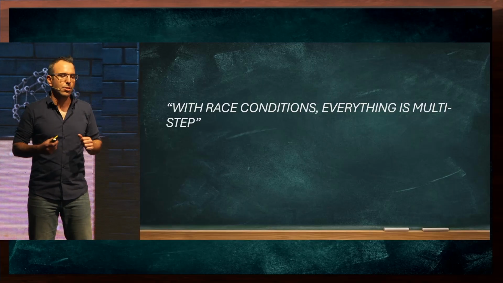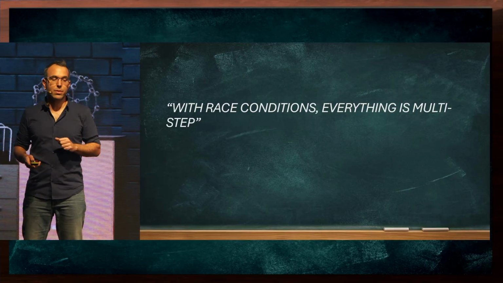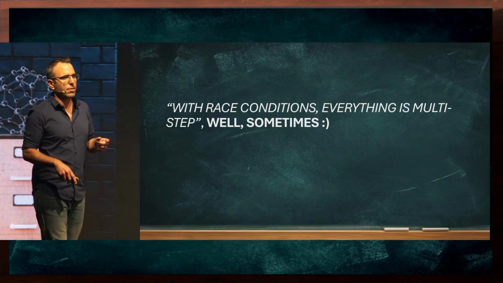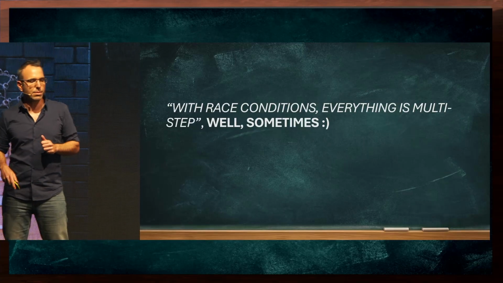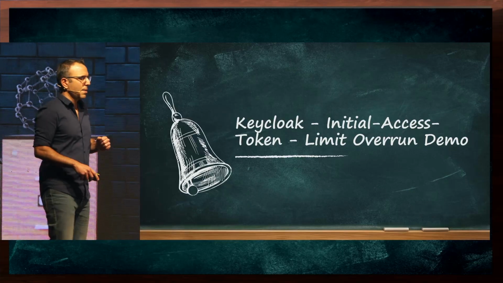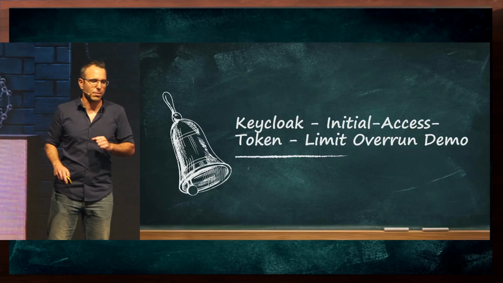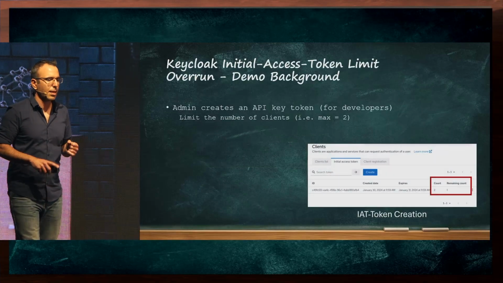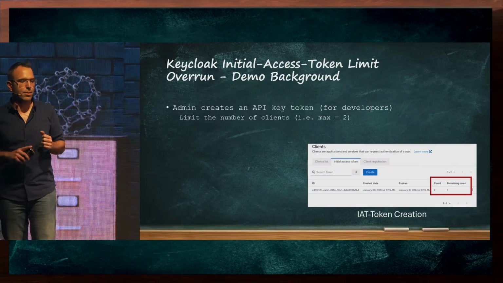So with race conditions, everything is multi-step. Well, sometimes. But now we know how to find and avoid race conditions. Let's look at our first Keycloak demo: Keycloak initial access token limit overrun.